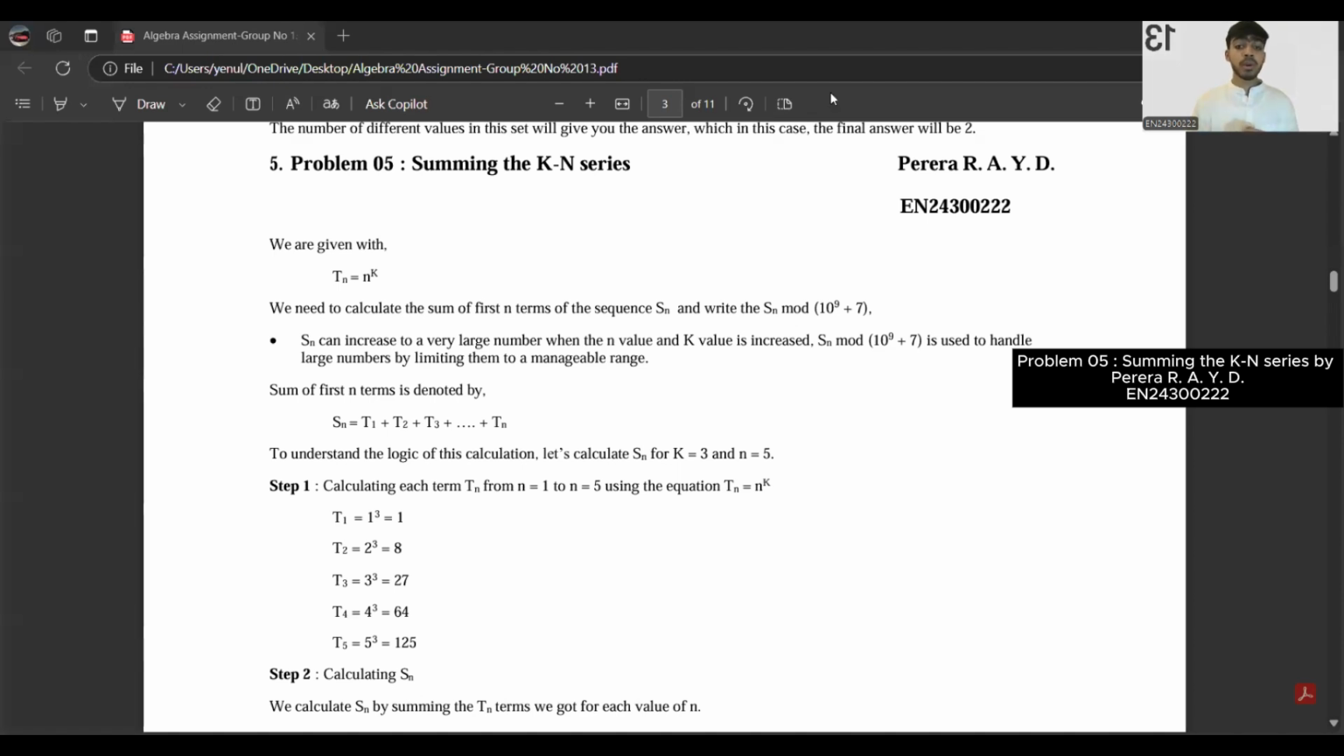Now let's move on to problem 5 on summing the k-th powers in a series. First, let's calculate the value of each term using the equation Tn equals n to the power k. Then add the values of each term, which is given by Sn. Finally, let's apply the modulo function.